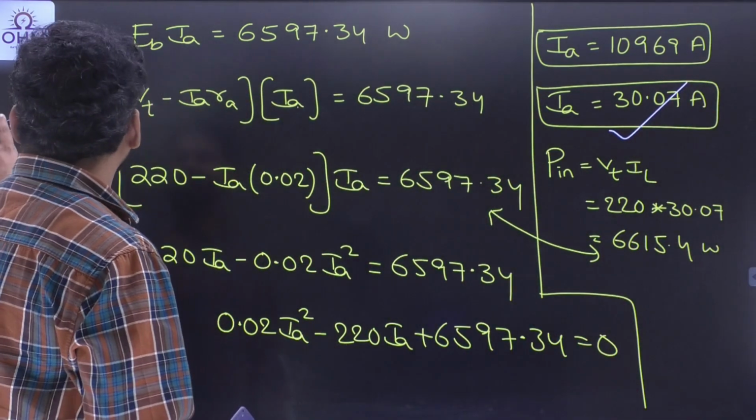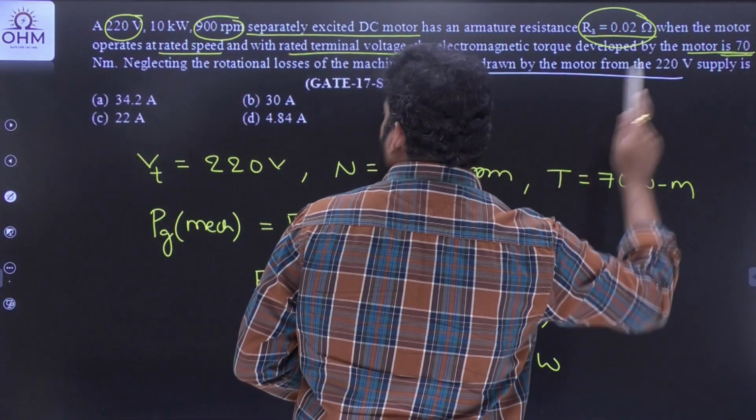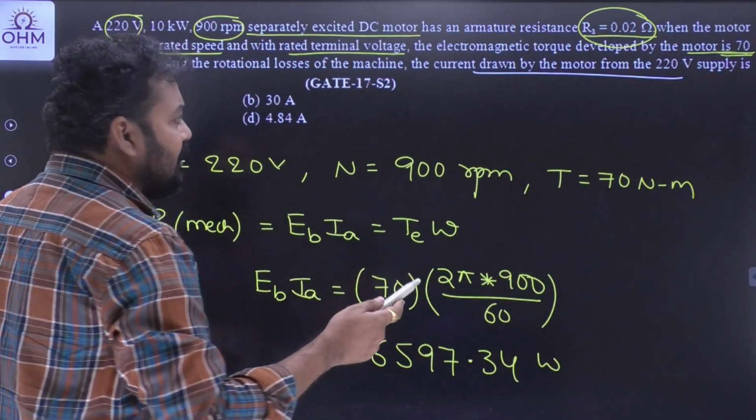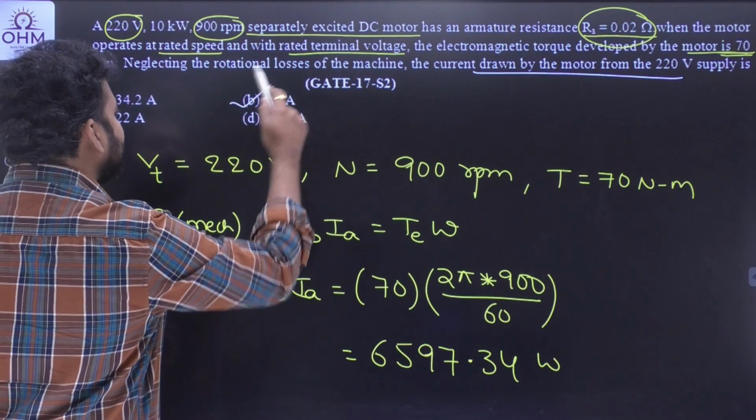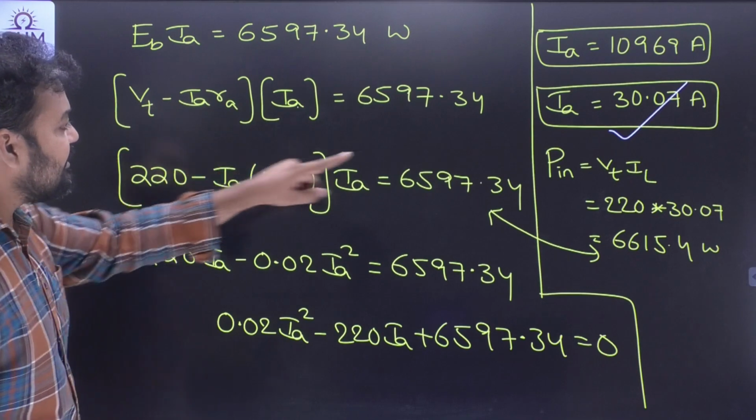Let me go back to the question. We need to find the current drawn by the motor. You can also expect 30 to be the answer by looking at the options, because out of the 4 options only 30 is available.